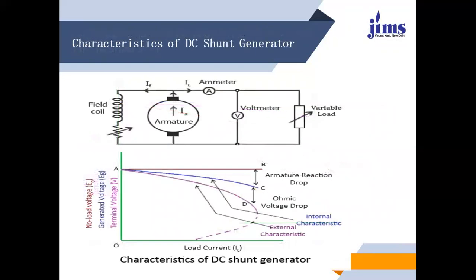Next one is the characteristics of the DC shunt generator. As we can see, there is a field winding which is indicated within the circle.